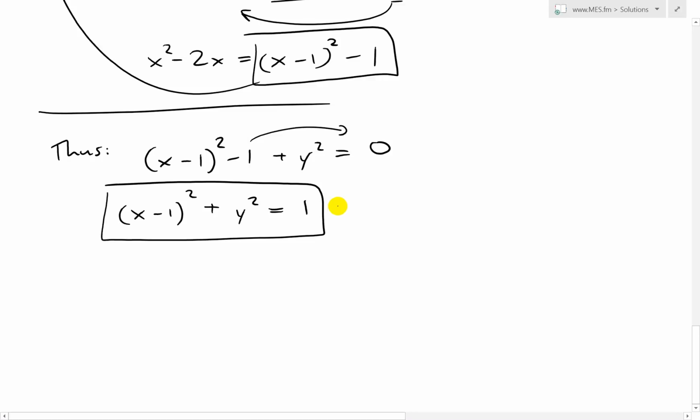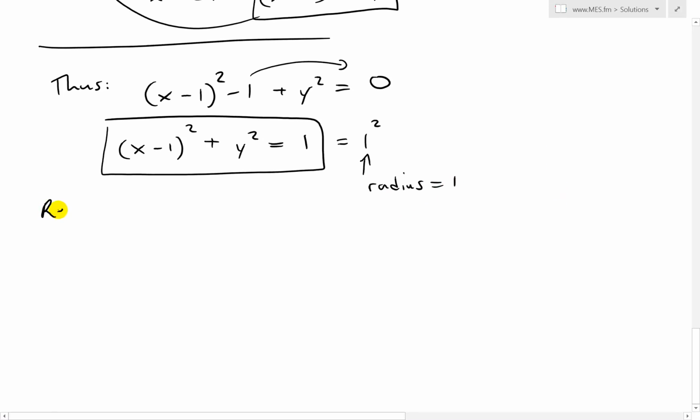And then you could even go further and write this as 1 squared, just for completeness' sake. It's the same thing. If this was 4, you could write this as 2 squared, so the radius is going to be the value inside of the square. So what we have is radius 1, and this is just the equation of a circle. So recall, this is a circle with radius 1.